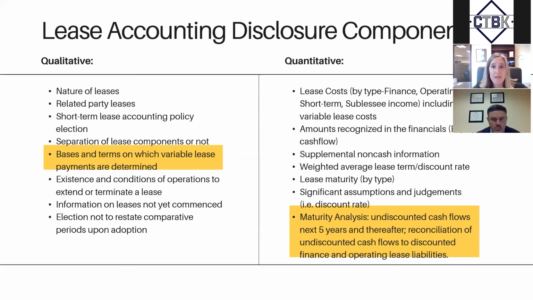On the quantitative side, again, I want to call out specifically that finance and operating leases need to be called out separately, whether you're calling out the balance sheet assets, the income statement expense, or the cash flow. You do need to identify operating leases separately from finance leases.